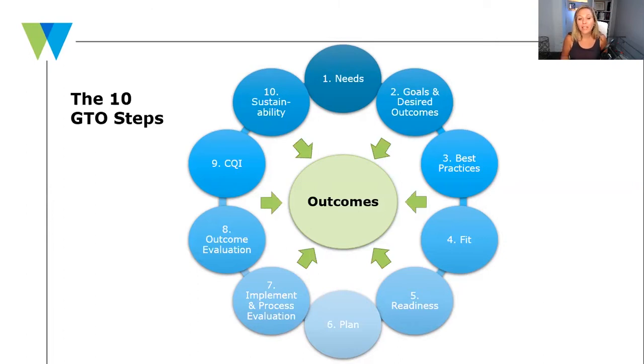And then step 10 is about sustainability. It's not enough to get to outcomes when funding sources and support systems are in place. You have to be able to sustain it in a routinized and habitual way in the long term. So these are the 10 steps of GTO.